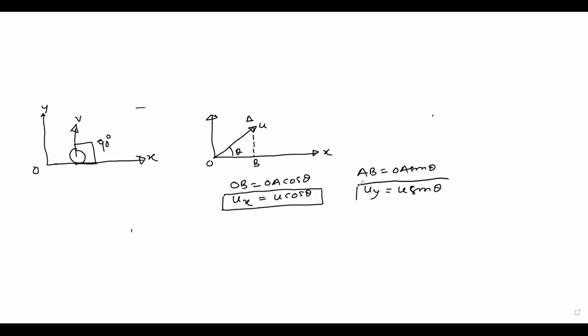So when you are throwing an object at an angle, you have to divide the velocity vector into components. In this case, if you replicate the same in this direction, ux equal to v cos 90, so that will be 0, and uy equal to v sin 90, so that will be v. This is motion in one dimension. Whereas in this case, we are getting two components of velocity, so it will be a two-dimensional motion. So if I throw a ball in this direction, it will go like this.